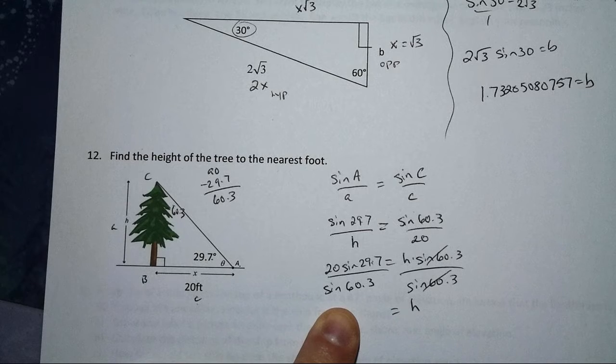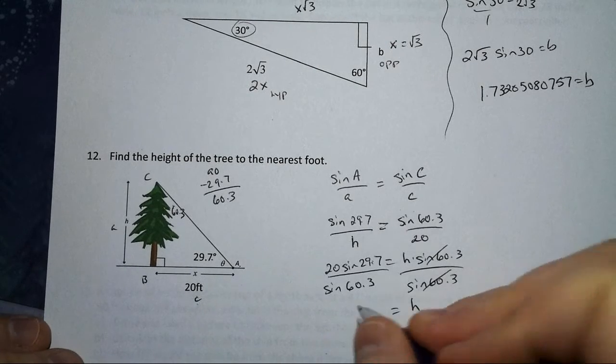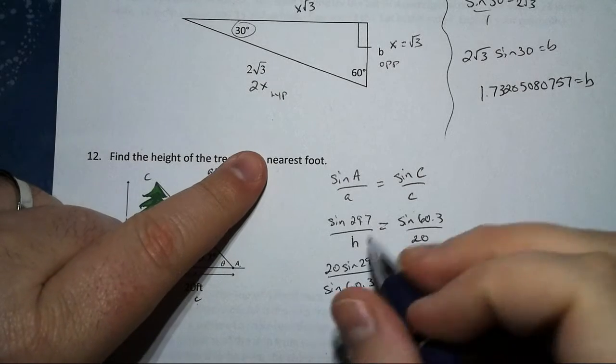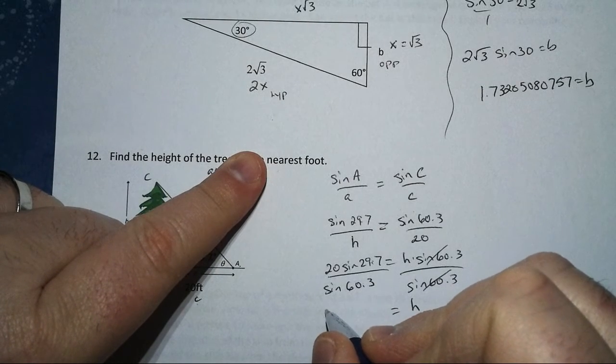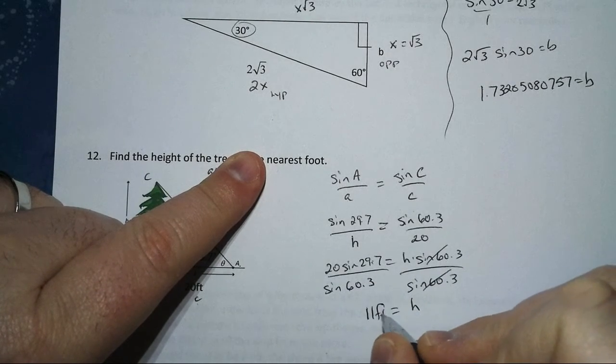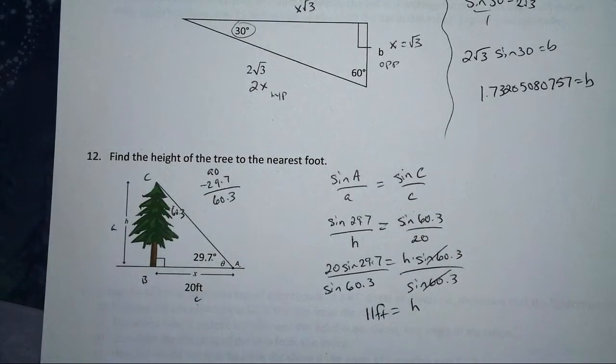29.7 over trig. Okay, when we do this, we get, to the nearest foot, 11.4077 here. So that would just be 11 feet. And there's our answer. Okay. All right.